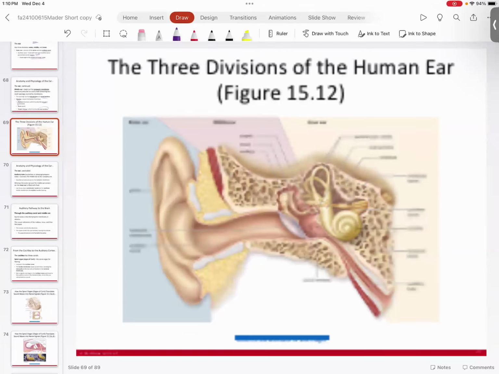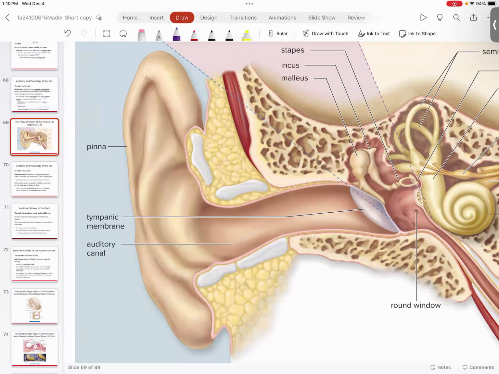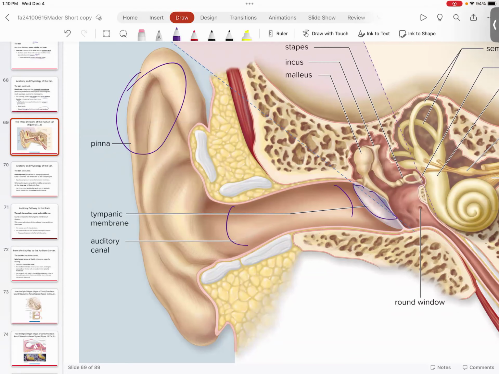And so this is kind of what it looks like. Here's your outer ear in blue. So you can see the pinna, that's basically the ear portion that you associate. Your auditory canal is the region that you can stick your finger into, and you can kind of touch back here on the tympanic membrane.